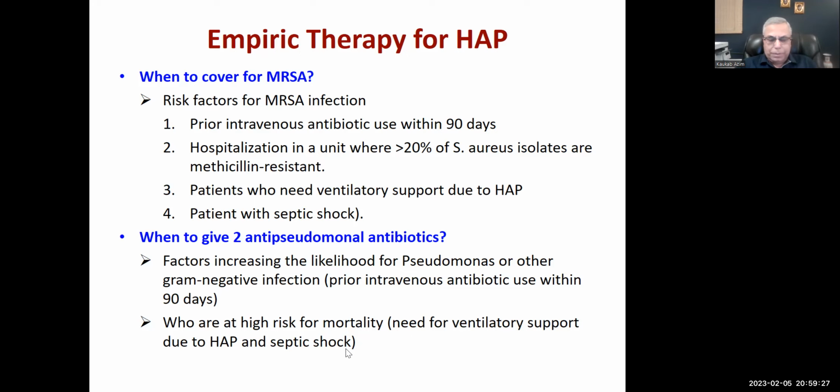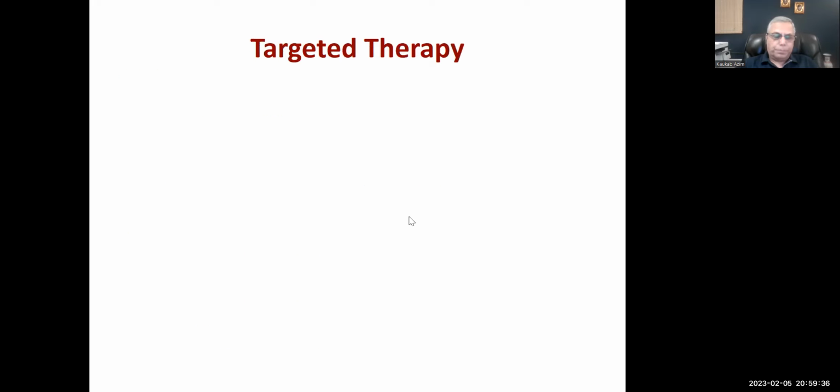So these are the patients where you will give more aggressive therapy and you will give two anti-pseudomonal antibiotics. Okay. Now we go on to targeted therapy. You have reviewed the patient after 48 hours. These antibiotics take a little bit of time to be effective, 48 to 72 hours.